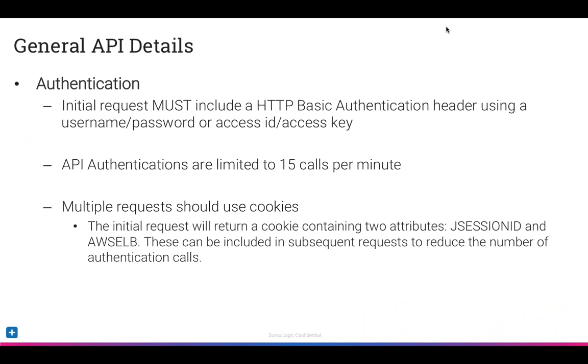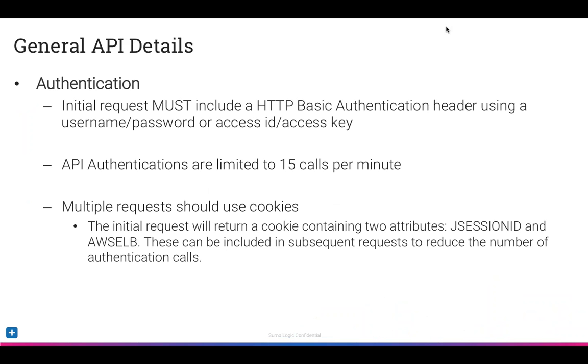So let's talk about some general API details. These things apply to all of our different APIs. And the first thing to talk about is authentication. Your initial request needs to include an HTTP basic authentication header. You can use your username and password or an access ID and access key that you generate via Sumo Logic in your settings. API authentications are limited to 15 calls per minute, and multiple requests should use cookies. This will help you circumvent the 15 calls per minute if you need to authenticate more than that.